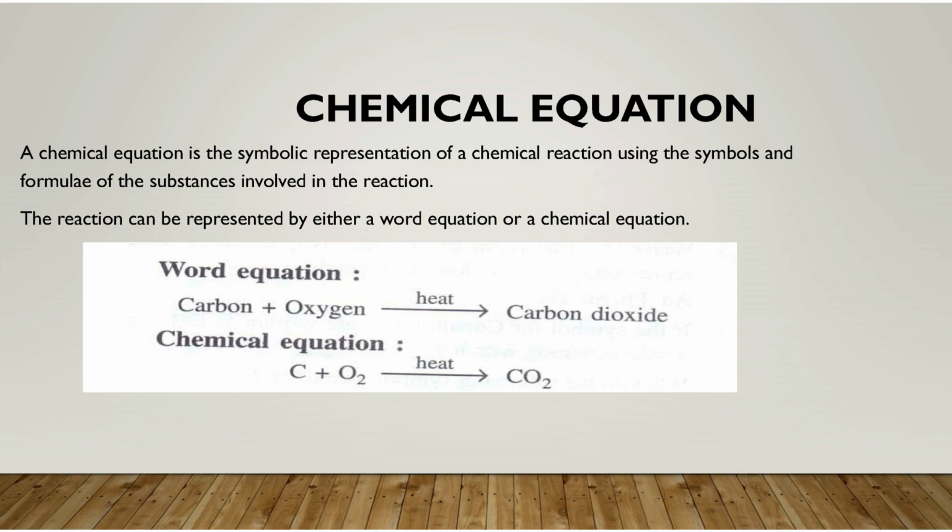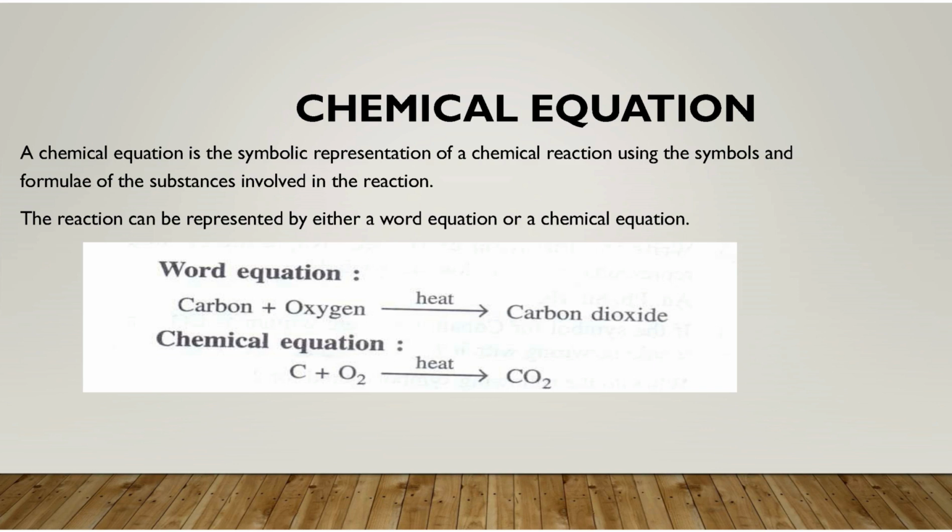A chemical reaction can be represented by a word equation or a chemical equation. So there are two types of chemical equation. First is the word equation. In a word equation, we give the chemical reaction in words, like you can see here: carbon plus oxygen, heat, carbon dioxide. We write carbon in words, oxygen in words, then we give heat to carbon and oxygen, then carbon dioxide will be produced. So you can see we write in words, that's why it's called the word equation.